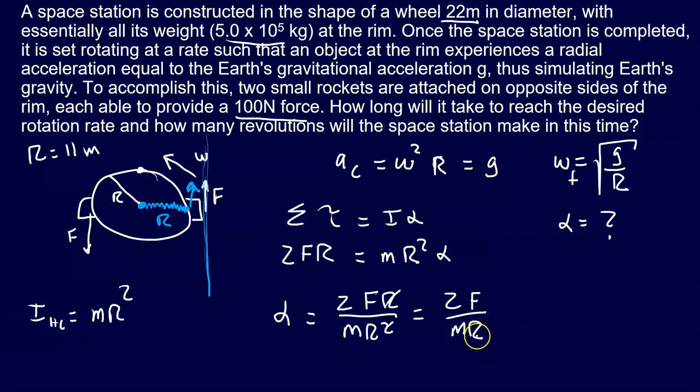Now you could stop here and calculate a number if you want, but I'm just going to leave this in terms of letters for right now. That's our angular acceleration. This is our omega final. Now in the question, we're asked how long will it take to reach the desired rotation rate and how many revolutions will it make?